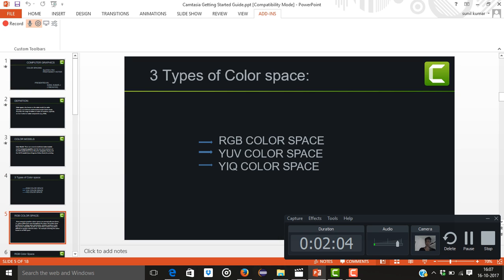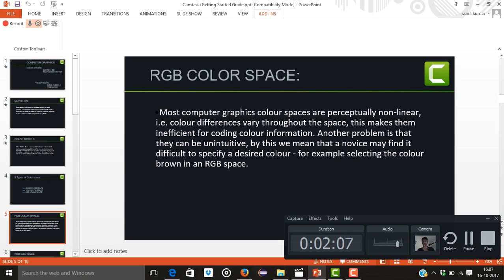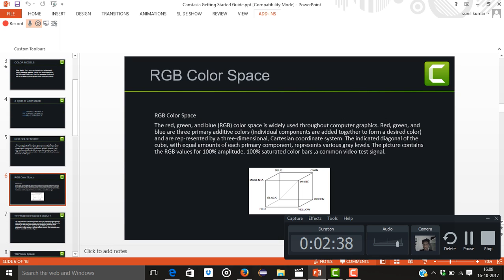First is the RGB color space. Most computer graphics color spaces are perceptually non-linear. That is, color differences vary through the space. This makes them inefficient for coding color information. Another problem is that they can be unintuitive. By this we mean that a novice may find it too difficult to specify a desired color, for example, selecting brown in RGB space.